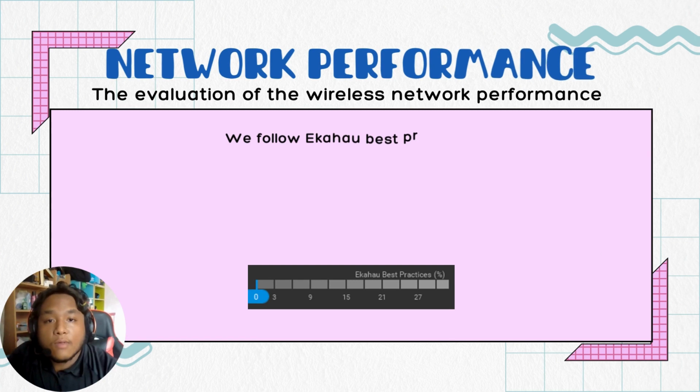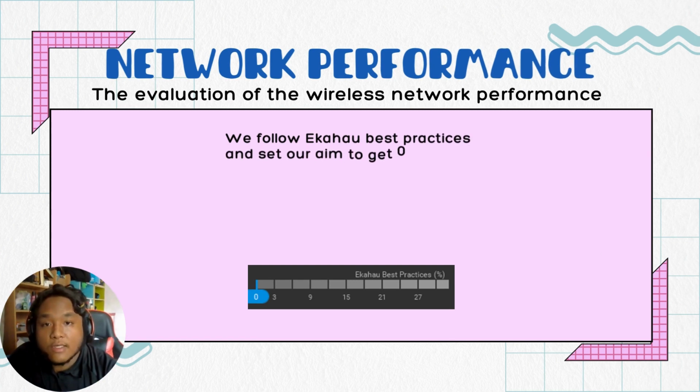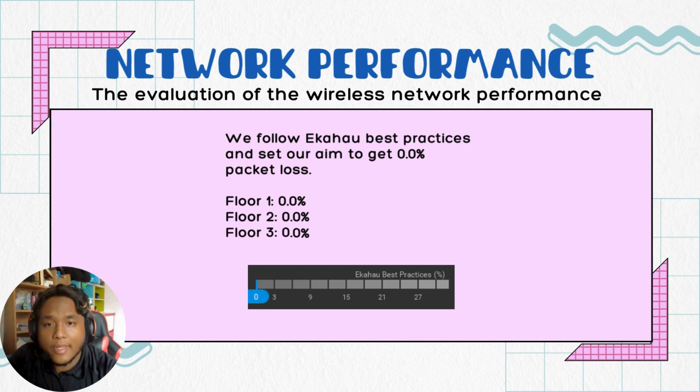Okay, now we go to the network performance section, the evaluation of the wireless network performance. So this is the first one, about packet loss. So here we follow IKHAO best practices and set our aim to get 0.0% packet loss. So for floor 1 it is 0.0, for floor 2 0.0, and floor 3 is 0.0 packet loss. So this is the scale of the packet loss.